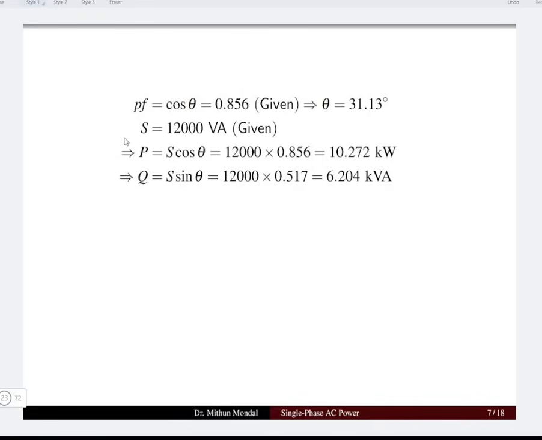Hence the real power and the reactive power we can determine from the complex power: S cos theta and S sin theta. This is in accordance with the right angle triangle rule. If we have a right angle triangle, then the hypotenuse represents the complex power, and this angle is theta, the power factor angle. The real power is represented by the base, and the height represents the reactive power. So S cos theta represents the real power, and S sin theta represents the reactive power.